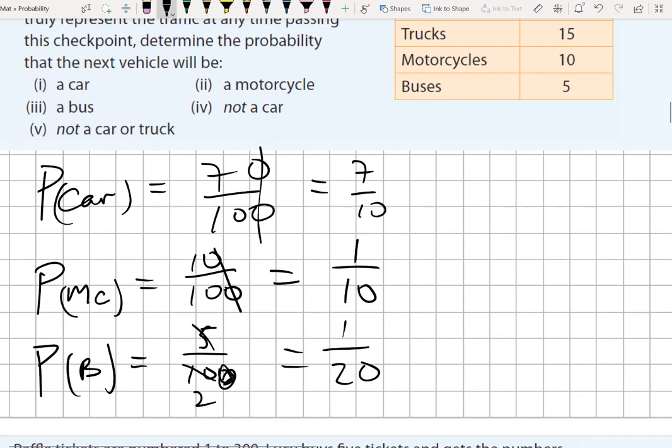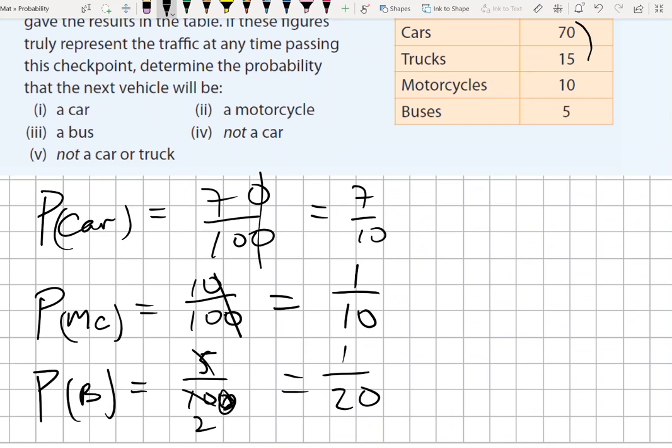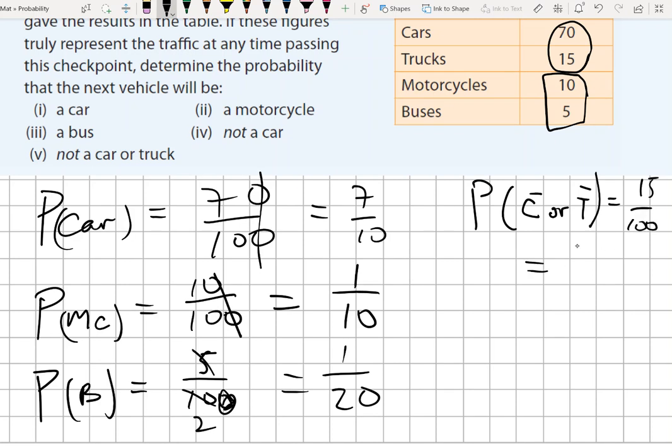Okay. The probability of not a car or a truck. Not a car or a truck, we can count them up here as 15 ways. So the probability of not a car or not a truck is 15 over 100. 5 goes into both of them, 3 over 20.